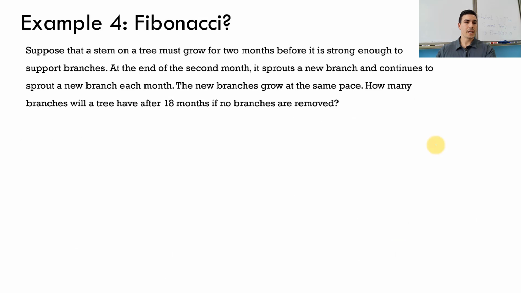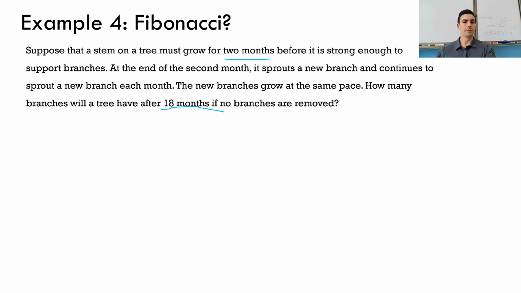Okay, 4th example here, Fibonacci. We have a tree. Suppose that a stem on a tree must grow for 2 months before it is strong enough to support branches. At the end of the 2nd month, it sprouts a new branch and continues to sprout a new branch each month. The new branches grow at the same pace. How many branches will a tree have after 18 months?